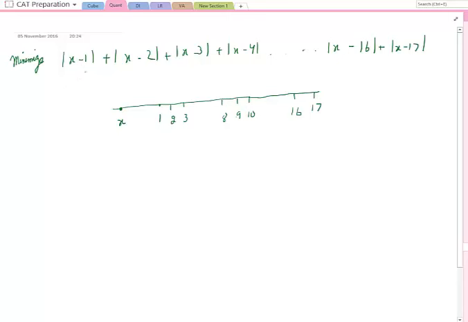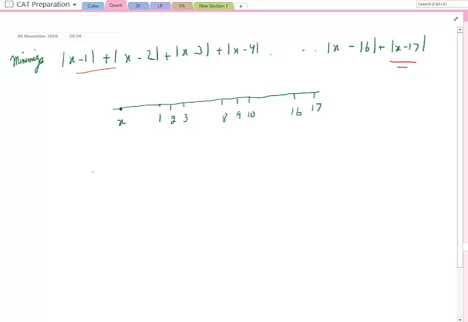Let's solve this question where we have to minimize this expression: |x - 1| + |x - 2| and so on till |x - 17|. This expression has 17 small modulus functions, and it's not very easy to break down the function into x greater than 1 and x less than 1 and so on, because you'll get a lot of conditions and it will become very cumbersome to solve.